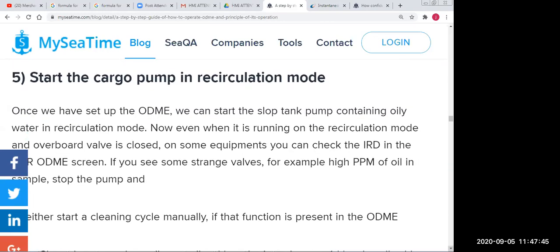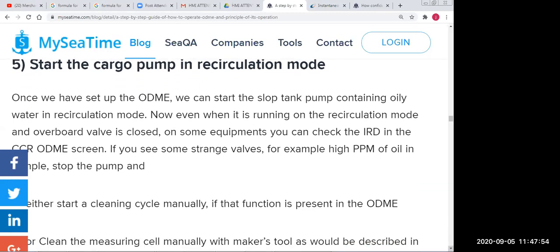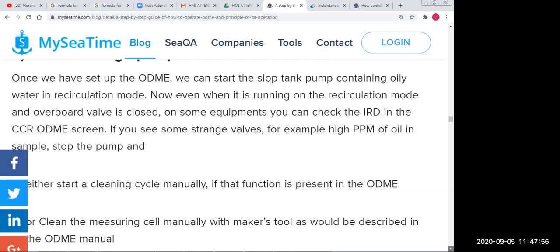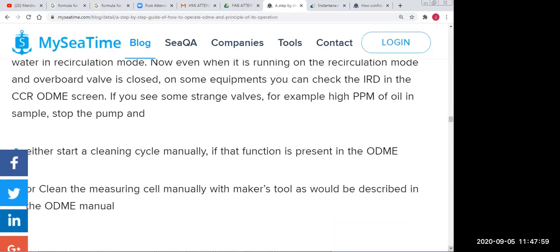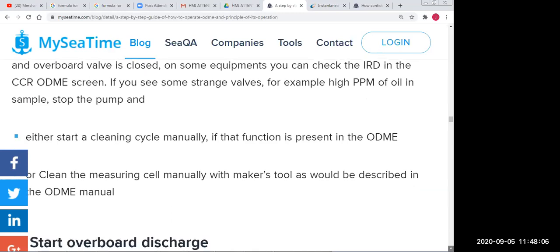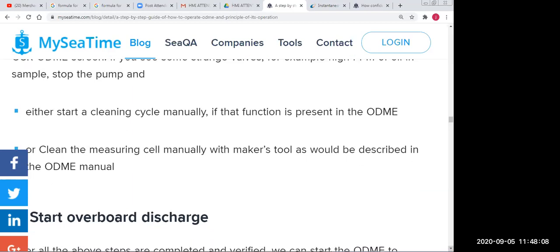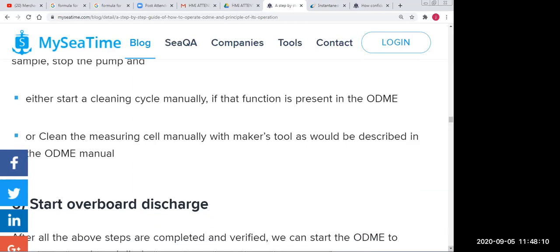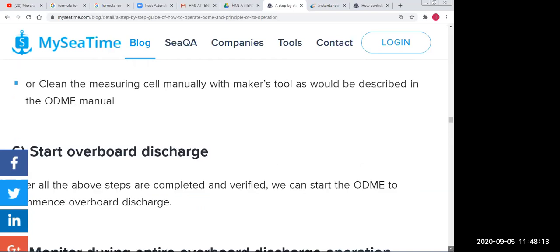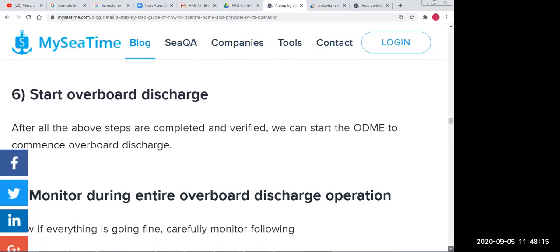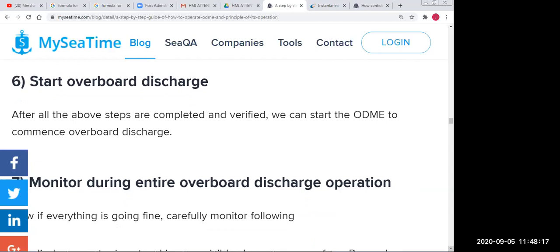So first, to start, we start the cargo pump in recirculation mode, because the discharge valve is closed. We don't want the line to pressurize. So slowly we start the slop tank pump in recirculation mode, and then we check the instantaneous rate of discharge on the CCR ODME screen. If we require cleaning, we can also do that. If it is within the limit, then we can open the overboard discharge valve.